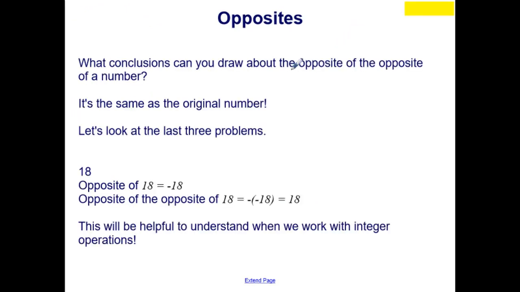What conclusions can you draw about the opposite of a number? It's the same as the original number. Let's look at the last 3 problems that you have completed. The opposite of 18 was -18. So the opposite of -18 was 18. It was the original number. This will be helpful to understand when we work with integer operations. So again, the opposite of the opposite of a number is the original number.